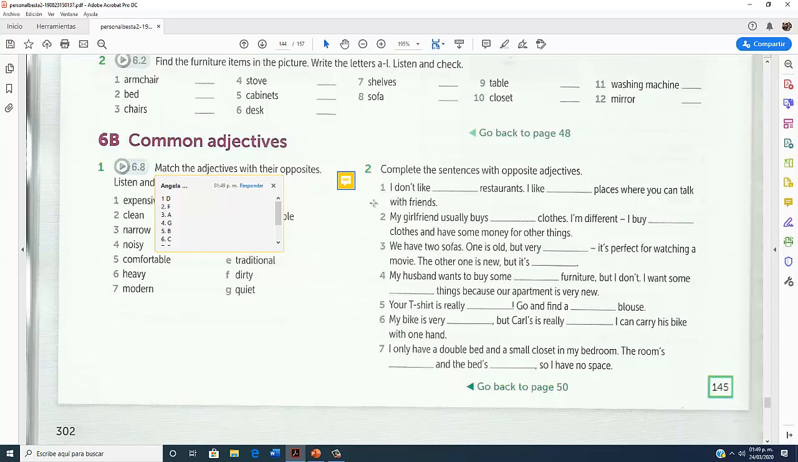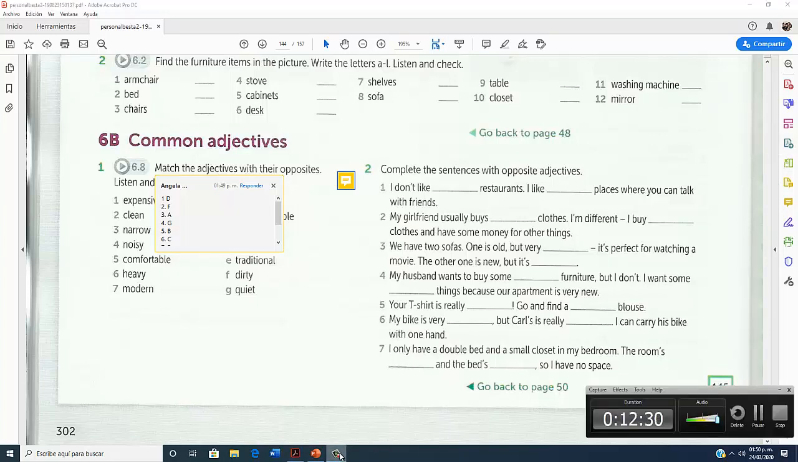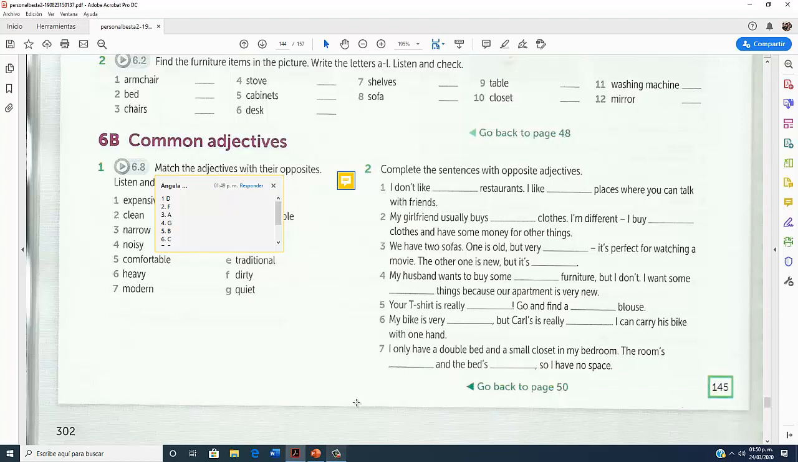Give me one second, please. Let me see, are we recording? Yes, we are recording this. Where is this to copy some sentences?